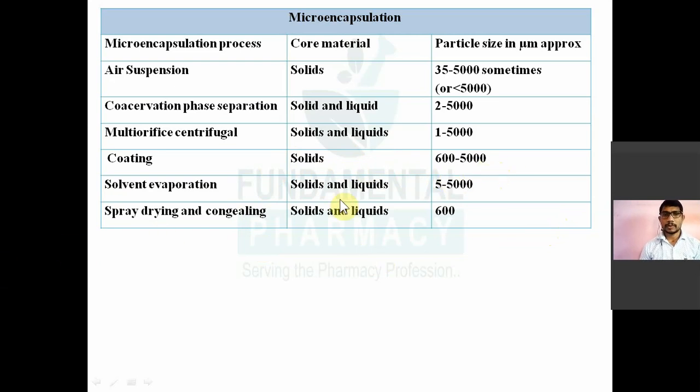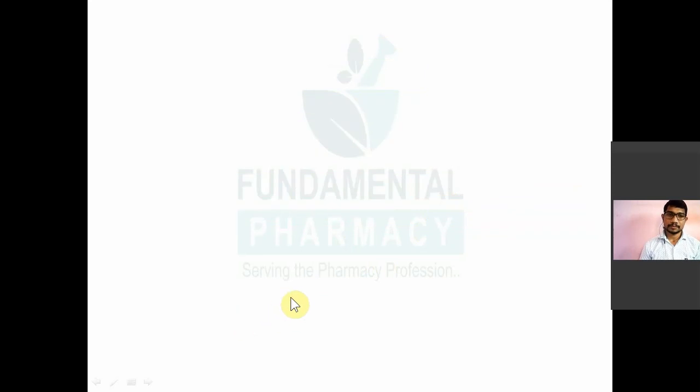Then solvent evaporation is another method. So solid and liquid both cores can be encapsulated, so it should be within the range of 5 to 5000 micron. Then spray drying and spray congealing. In this, solid and liquid both are microencapsulated, so the particle size should be approximately 600 micron.